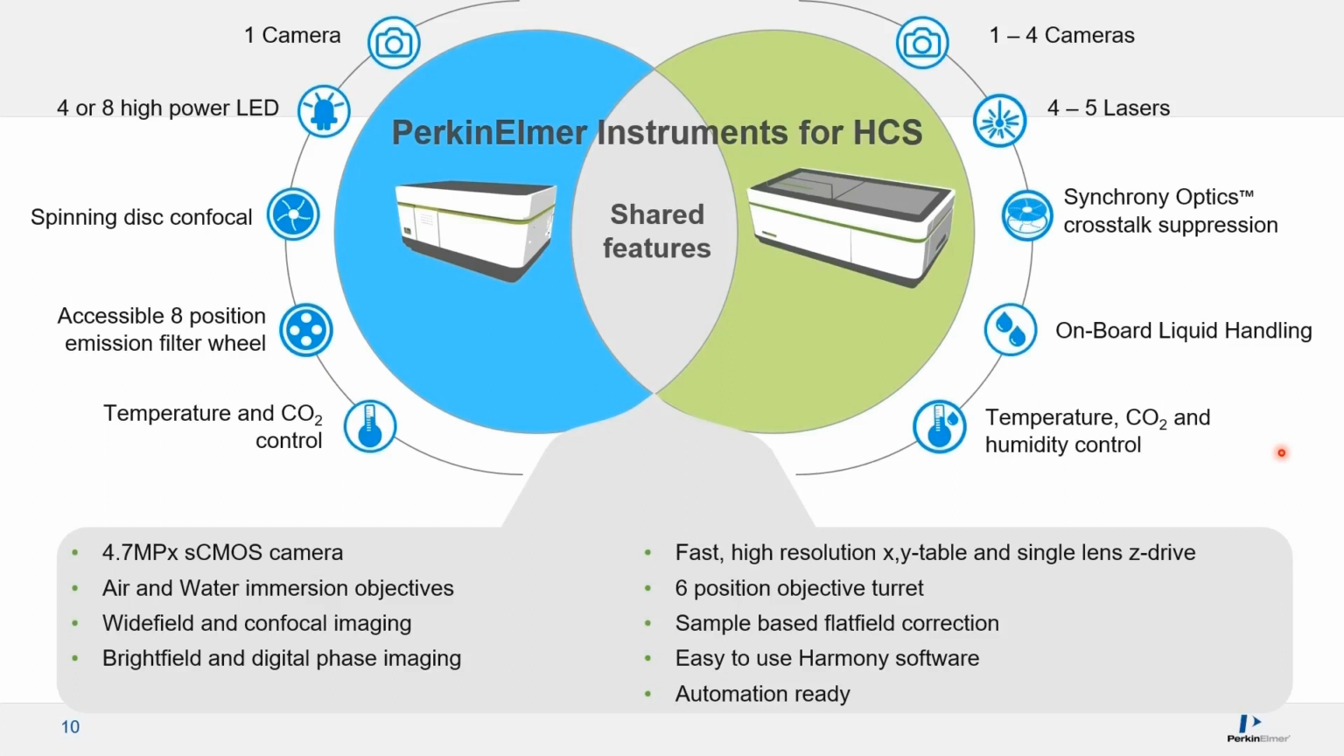So apart from the hardware differences, both systems share quite a number of hardware similarities. For example, they use the same 4.7 megapixel CMOS camera and use both air and water immersion objectives, and they can both do confocal and wide field imaging as well as bright field and digital phase contrast.